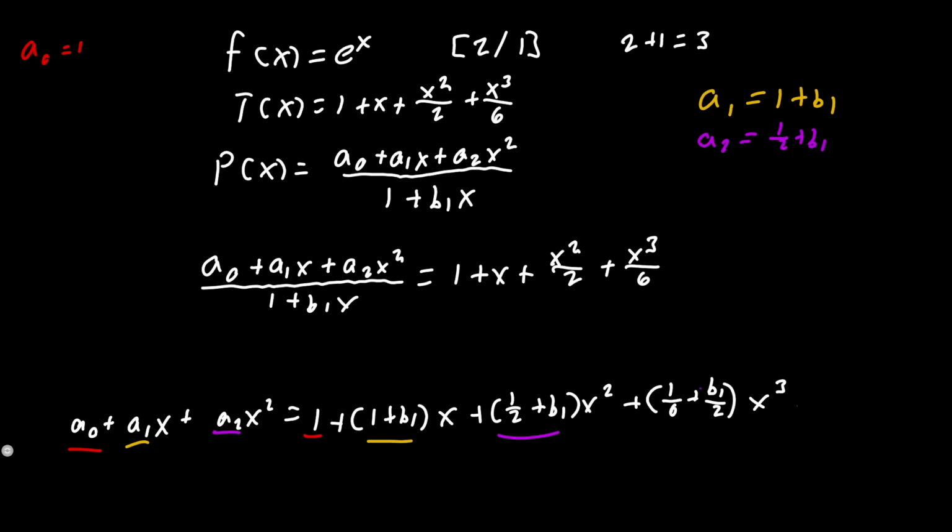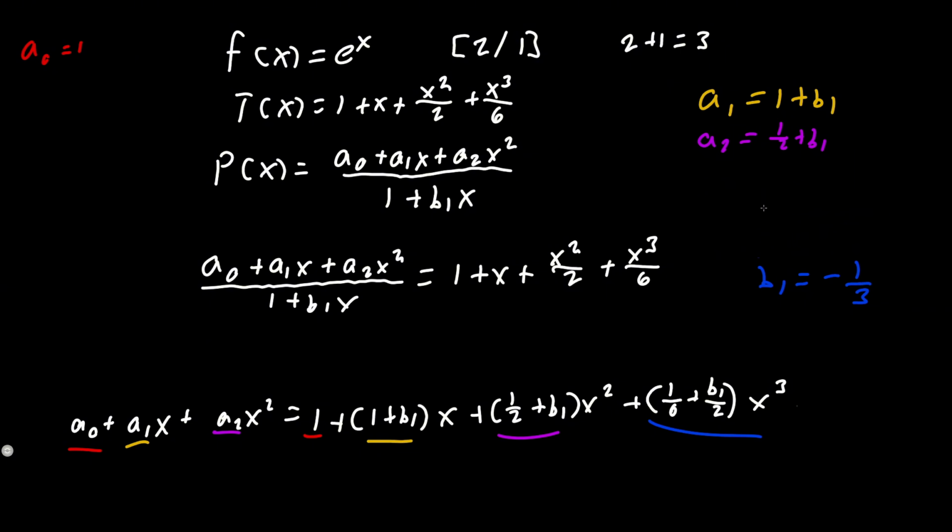And from our cubic term, we have b1 over 2 plus 1 over 6 has to be equal to 0 because on the left-hand side, there is no cubic term. So if we solve for b1, we're going to have b1 plus 1 over 3 is equal to 0, thus giving us b1 is equal to negative 1 over 3.